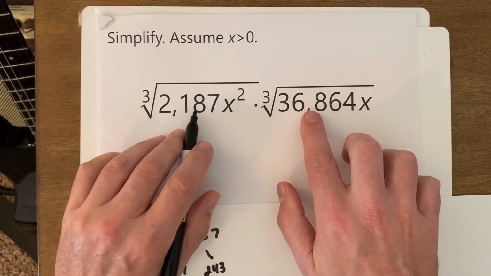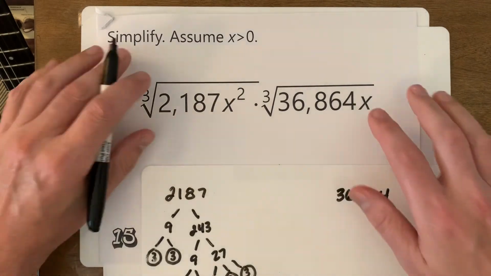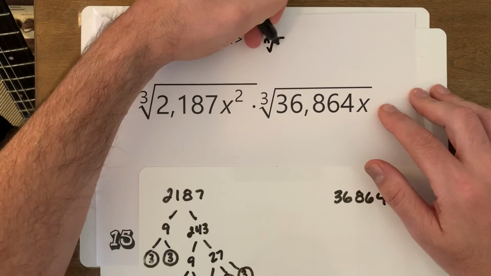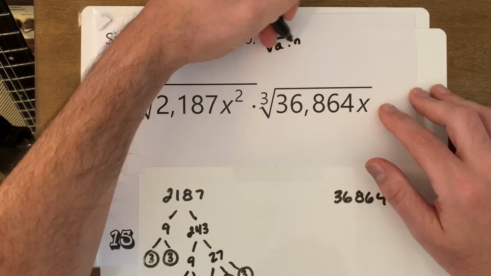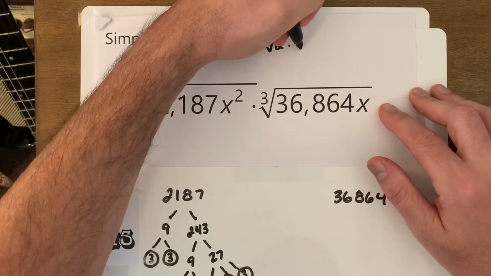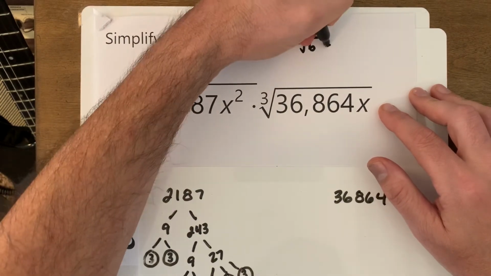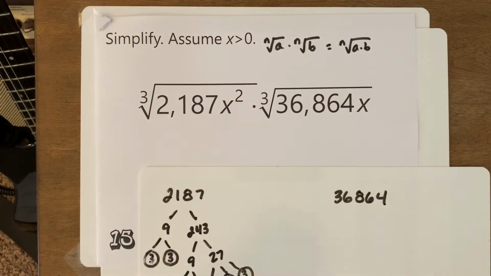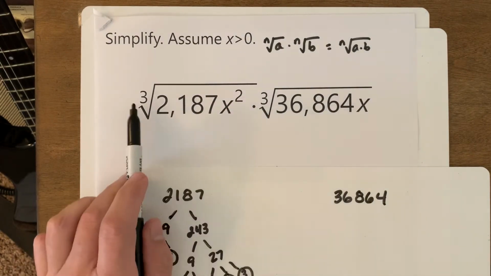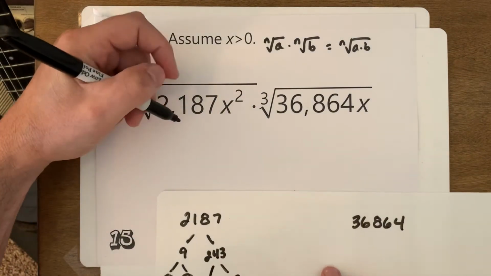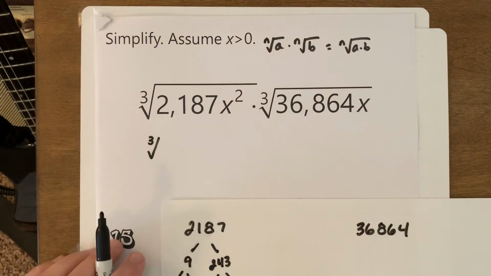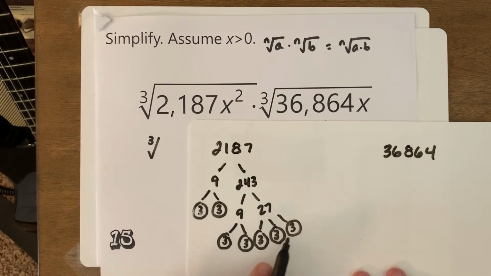Okay, so when you multiply these together, there is a rule that we can use, and it says the nth root of a times the nth root of b, where n can be any positive integer, is equal to the nth root of a times b. It's just a generalization or an extension of the square root property that I talked about before. Here, the n is 3. So what that means is I'm eventually going to get a big, huge cube root down here, and it's going to have, first of all, 1, 2, 3, 4, 5, 6, 7 threes in there.